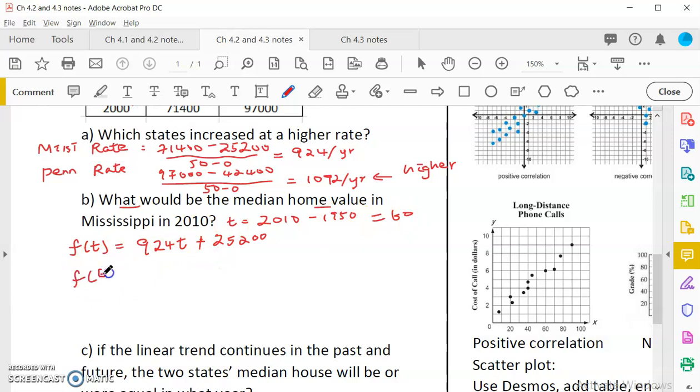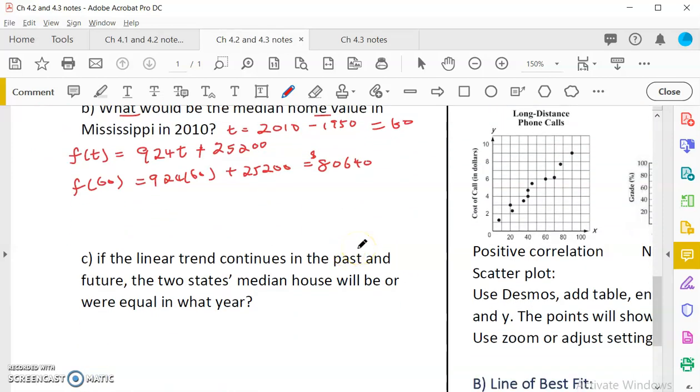So f of 60 would equal 924 times 60 plus 25,200, and if you put it in the calculator, 80,640. So in 10 more years, the median home price will increase to 80,640. Pretty cheap compared to California.